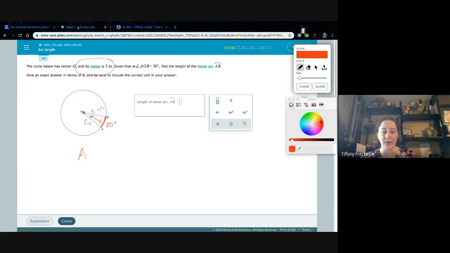So now we have arc length equals the arc degree, which is 30, divided by 360. And then we go times 2 times pi times radii, which is 3. They told us that. So now I'm going to reduce. Remember, this means I'm dividing by 10. So I have 3 over 36 times 2 times pi times 3. I'm going to put my 1's under here.